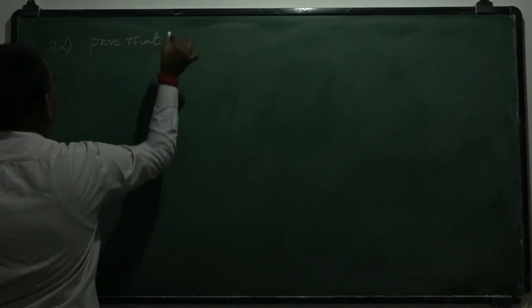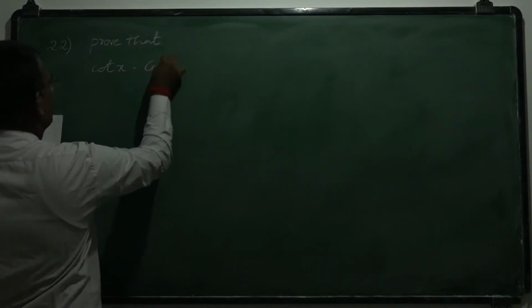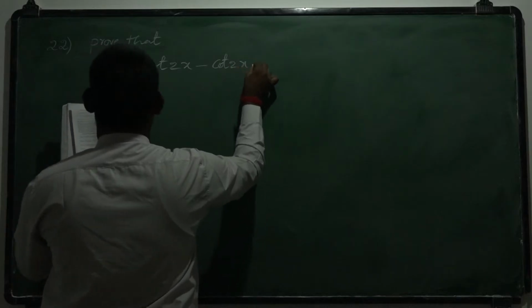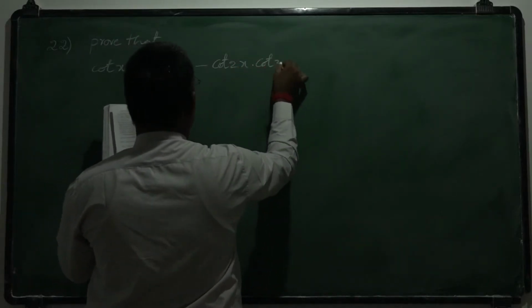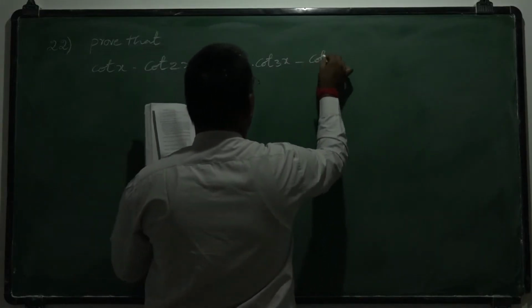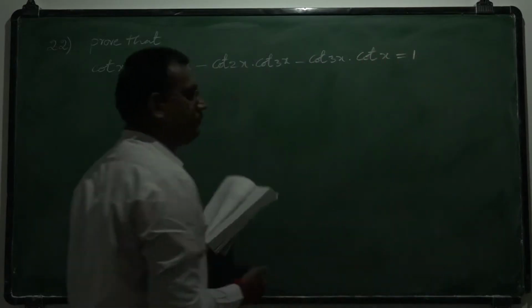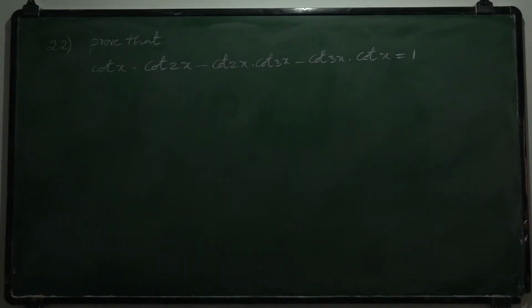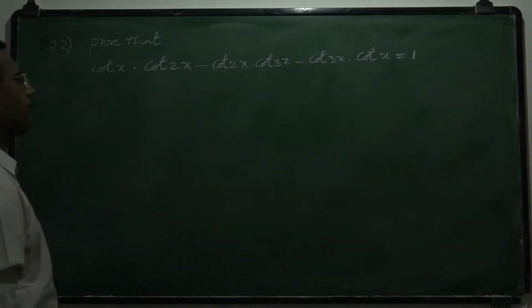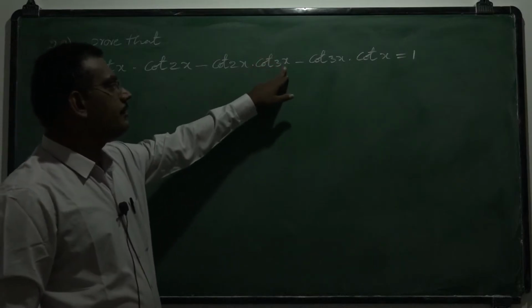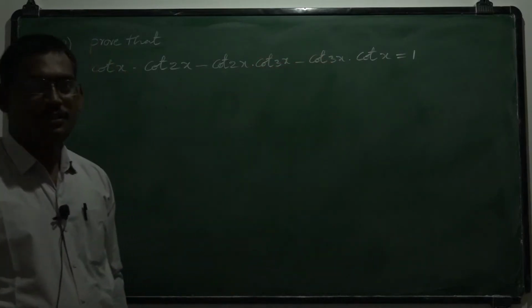Prove that cot x into cot 2x minus cot 2x into cot 3x minus cot 3x into cot x is equal to 1.